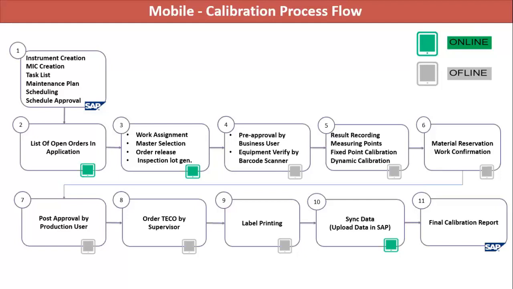Then in the third step, the user can do the work assignment. In the mobile app there are multiple scenarios, like self assignment, or if you have the scenario of supervisor to technician assignment, for that there is also a Fiori application where the supervisor will assign the work to the technician, and the technician will perform the activity on the tablet. That scenario is also available here. Then the user can release the order, and once the order is released, the inspection lot number can be generated. This activity will work online on the mobile tablet device.